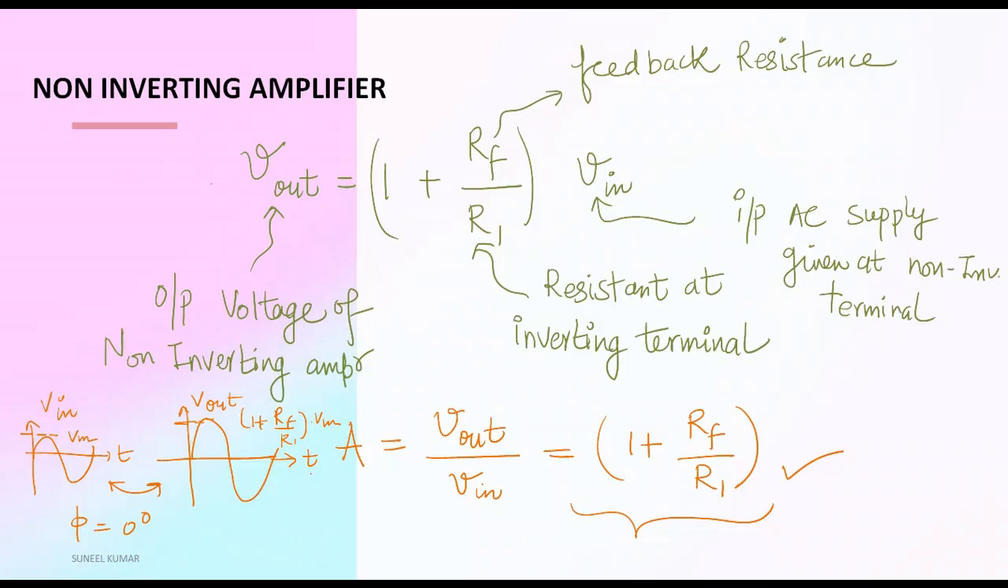In the previous lecture, we have seen the output of the non-inverting amplifier. Here we can see this is the output. Output is basically 1 plus RF divided by R1 into V input. Here RF was the feedback resistance and R1 was the resistance connected at the inverting terminal. So, we will utilize this non-inverting amplifier for making a unity gain amplifier.